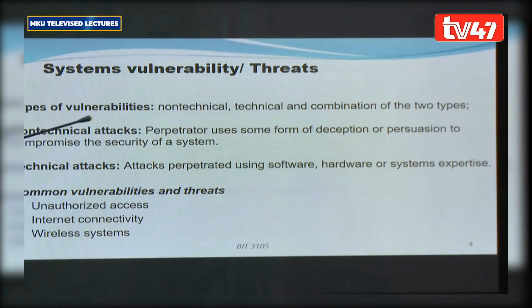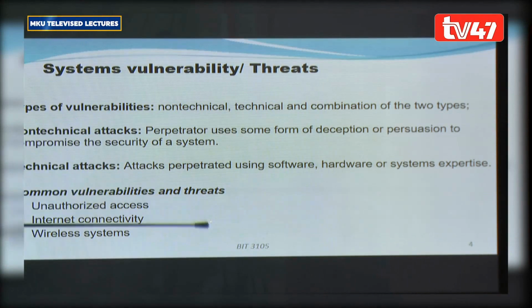Now, at this point, let's focus on systems vulnerability and threats. These are 2 terms. They are used sometimes interchangeably, but in our learning today, we want to be very specific as experts, or people who are expected to be experts in system security.